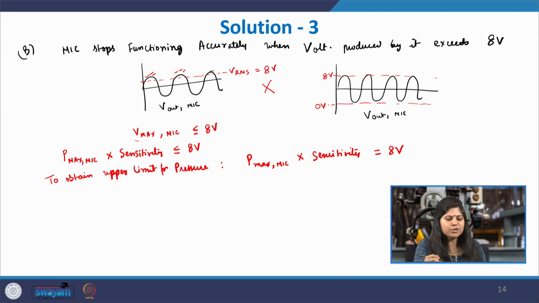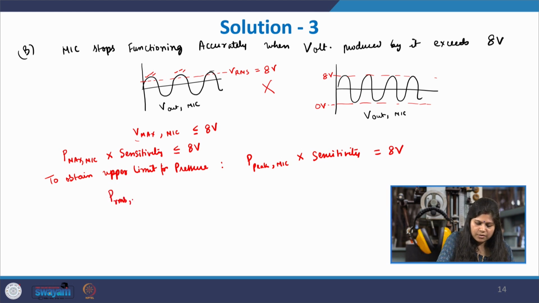This is the upper limit of the P max, or the P amplitude. I can say this as the amplitude of the pressure. So, the amplitude of the pressure multiplied by sensitivity should not exceed 8 volts. Now, let us relate this to RMS. So, the RMS of the pressure, given that it is a sinusoidal wave, is our assumption, and any generic waveform can anyways be represented as a summation of sinusoidal components.